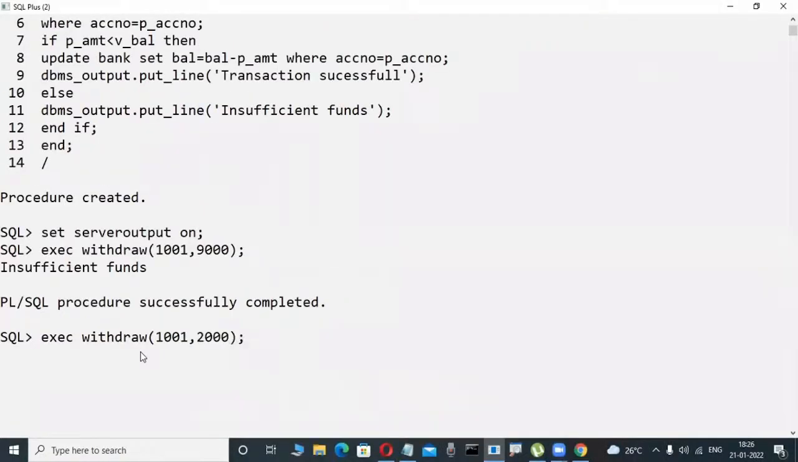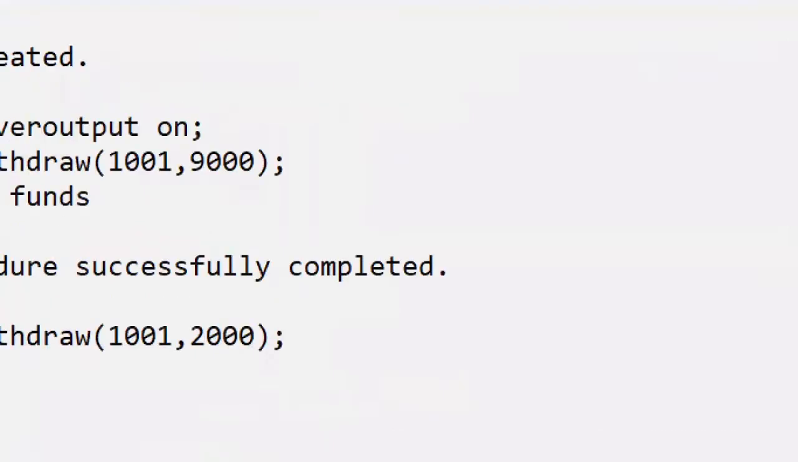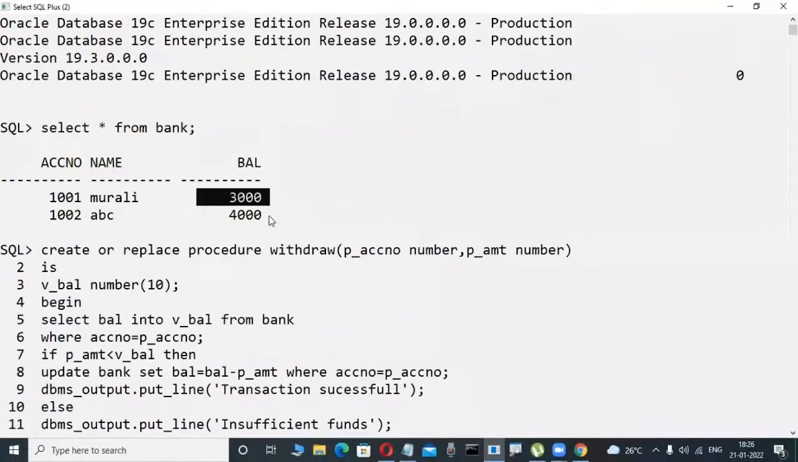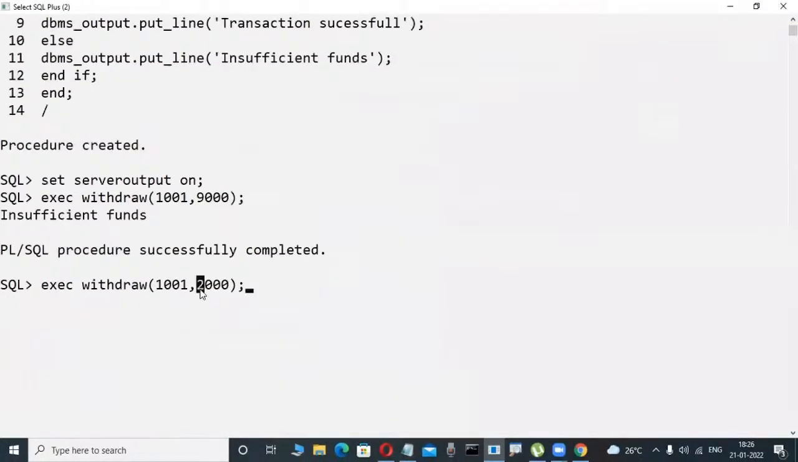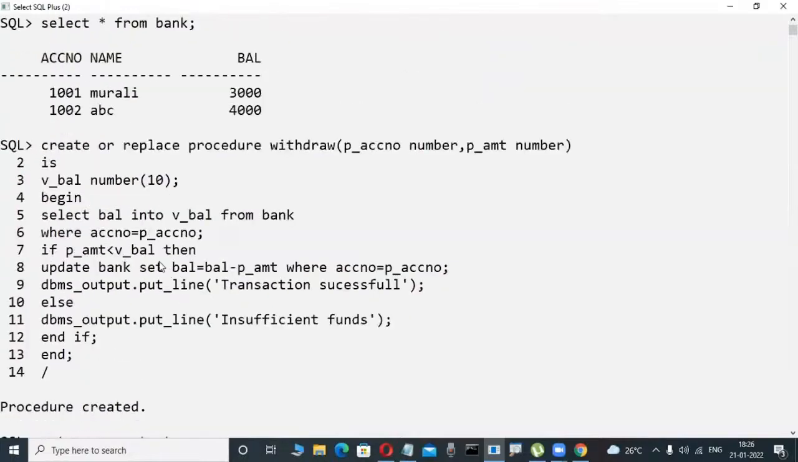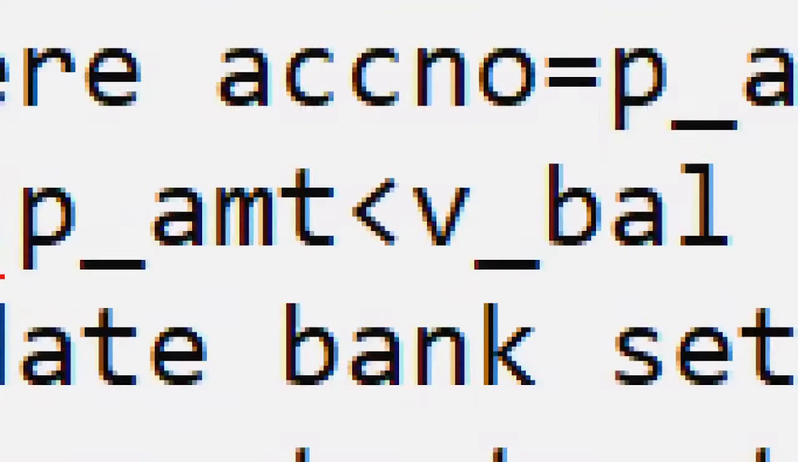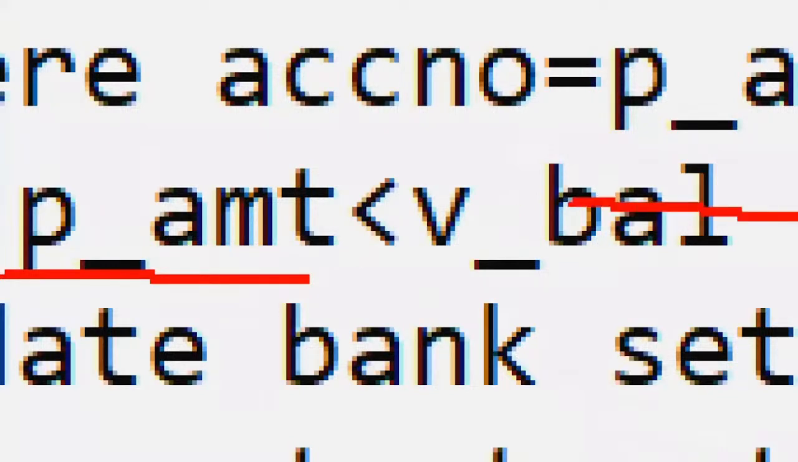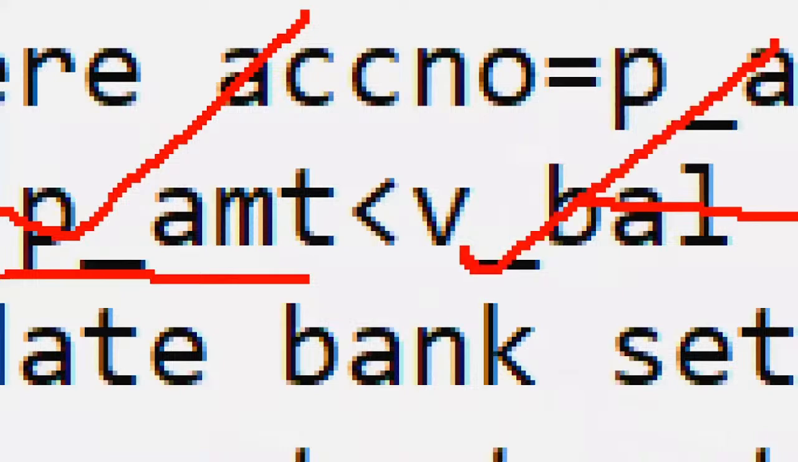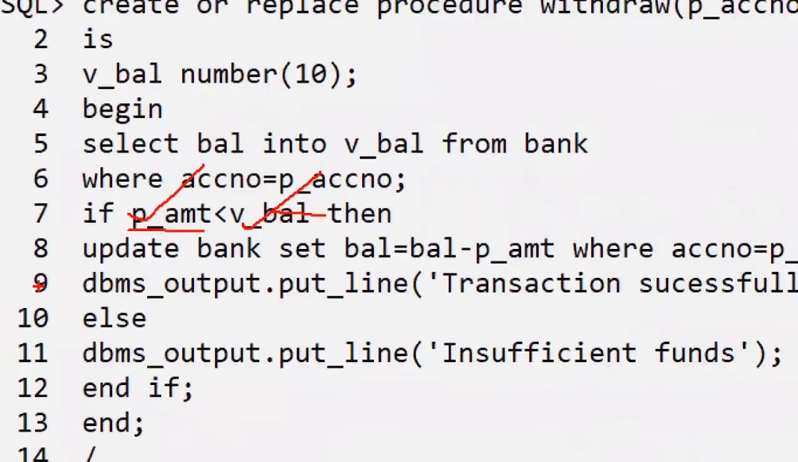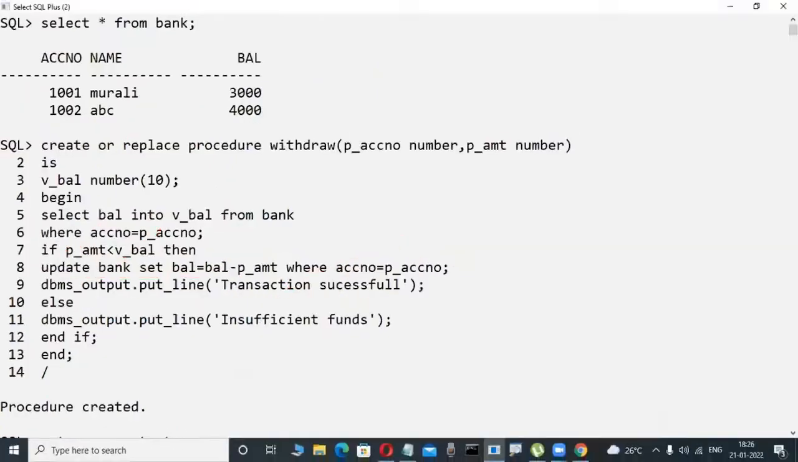Possible? Possible. Why? Because here my balance is 3,000, but I try to withdraw only 2,000, so it is possible. Now whenever your passed amount, 2,000, is less than the available balance, in this case 3,000, I am updating the bank table. Updating means modifying that one. The transaction is successful. Now really correct.